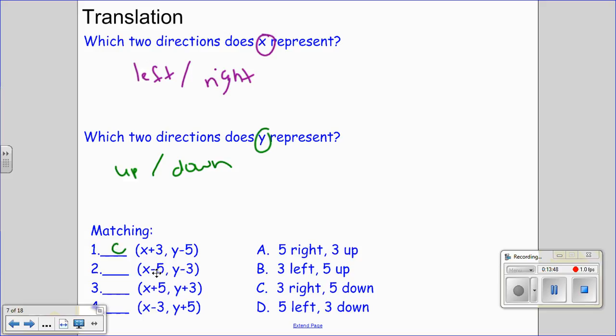In the second one, x is decreasing by 5, so when x is decreased, that's going left. The y's are also decreasing, but by 3, so when y decreases, it goes down. So that would be 5 left and 3 down, so D. Again, you need to be familiar with seeing this notation.